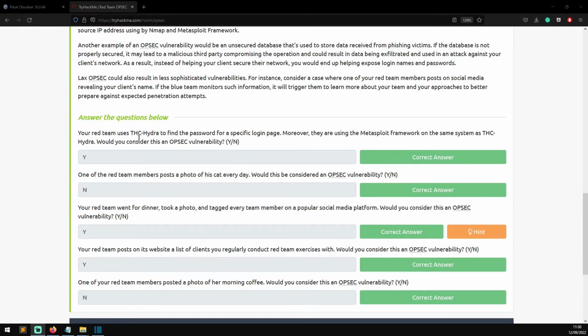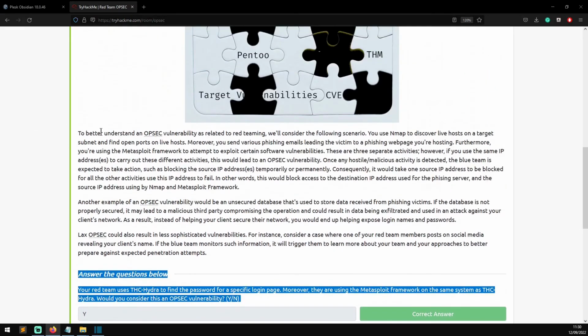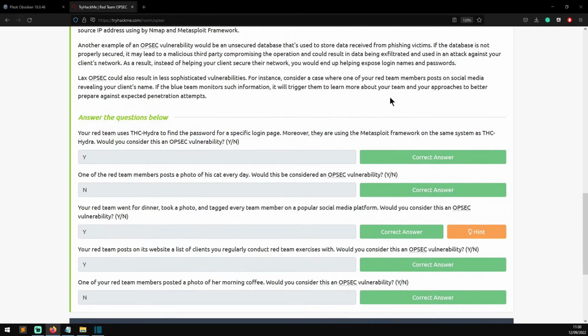Your red team uses THC Hydra to find passwords for a specific login page. Moreover, they're using Metasploit framework on the same system as THC Hydra. Would you consider this an OPSEC vulnerability? As mentioned above, if they're coming from the same IP address, then absolutely, because if one gets blocked, then the other one's completely useless. Well, the whole IP address is useless.